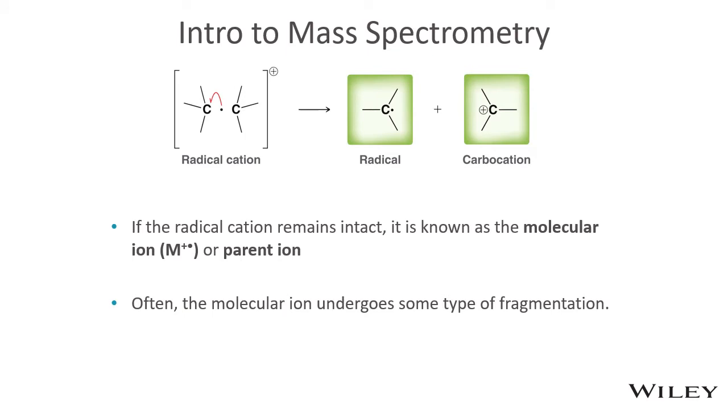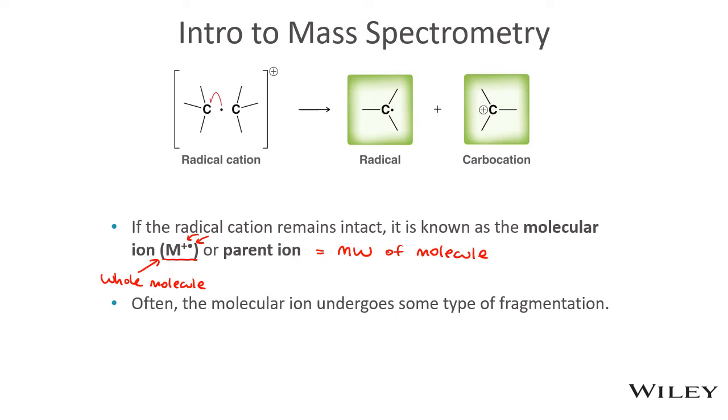If the radical cation remains intact, it is known as the molecular ion or parent ion. This can be symbolized using this symbol here. The large M stands for the whole molecule. These little symbols, the positive and the radical, are our radical cation. The reason this is known as the parent ion or molecular ion is the mass of this piece is equal to the molecular weight of the entire molecule.